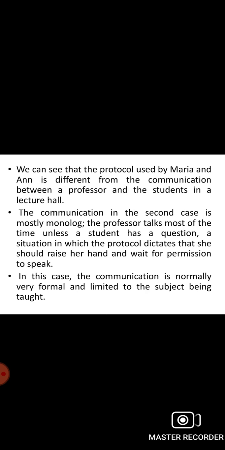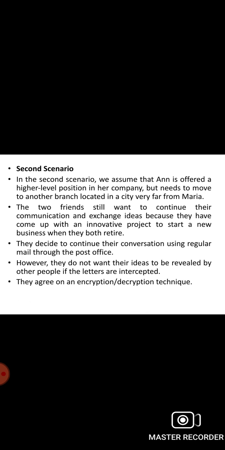We can see the protocol used by Maria and Anne is different from the communication between a professor and a student in a lecture hall. In this case, the communication is mostly monologue because the professor talks most of the time, unless a student has a question, a situation in which the protocol dictates that she should raise her hand and wait for permission to speak. So in this case, the communication is normally very formal and limited to the subject being taught.